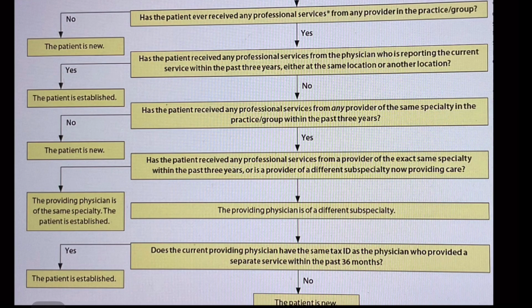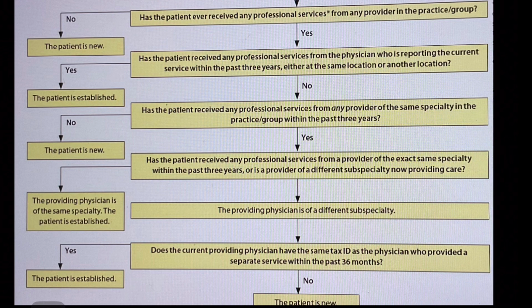Let's check the decision tree of new versus established patient. Before that, why is the differentiation between new and established patient this essential? Because it largely affects reimbursement. A new patient visit requires additional work compared to an established patient. It carries higher relative value units because the doctor has to do everything from initial assessment onwards if it is a new patient.